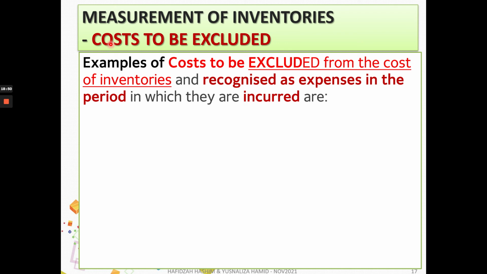However, there are some costs that shouldn't be included as part of the cost of inventories. So these are the costs that should not be included. When you say that it is not included, it simply means that if you have incurred those costs, they should be recognized as an expense. So it shouldn't be added as part of the cost of the inventories, but should be recognized as an expense in the statement of profit or loss in the period to which they are incurred.